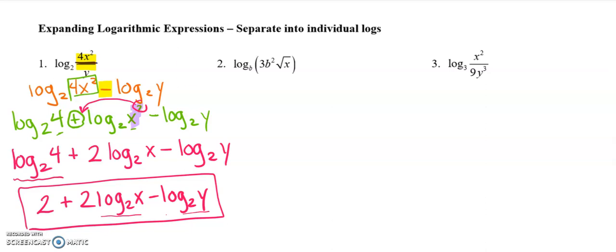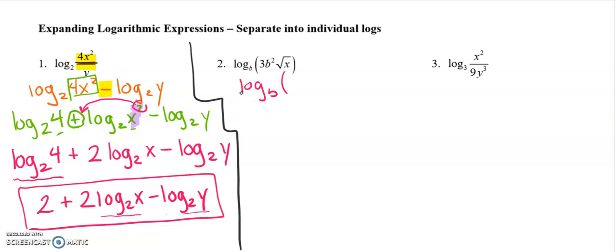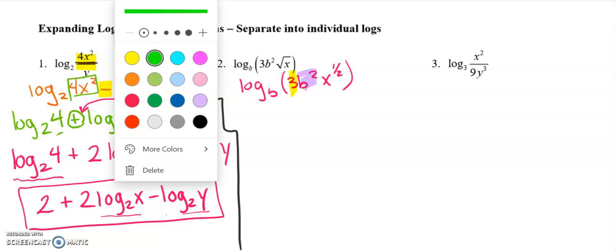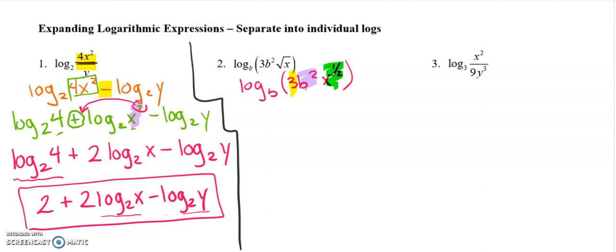All right, let's try another one. Log base b of 3b squared square root of x. First thing we want to do is rewrite that square root of x as an exponent. So that is 3b squared x to the 1/2 power. Okay, then what? Then I've got multiplication. I've got the 3 times the b squared, times the x to the 1/2.